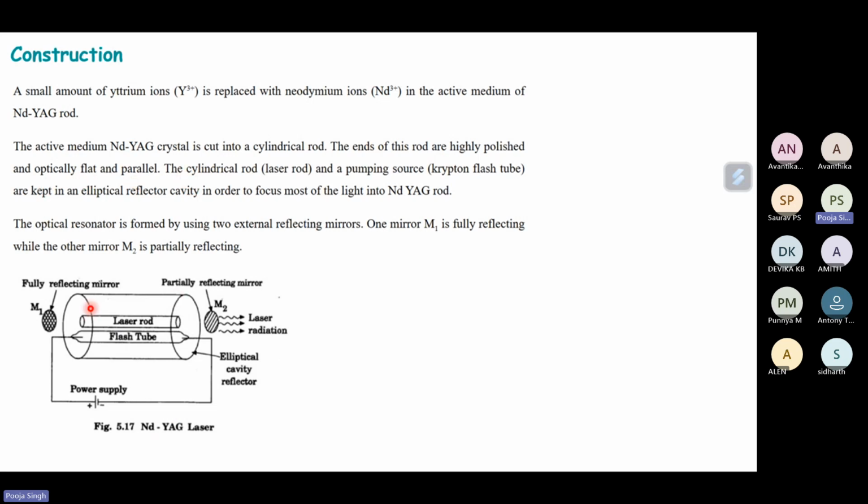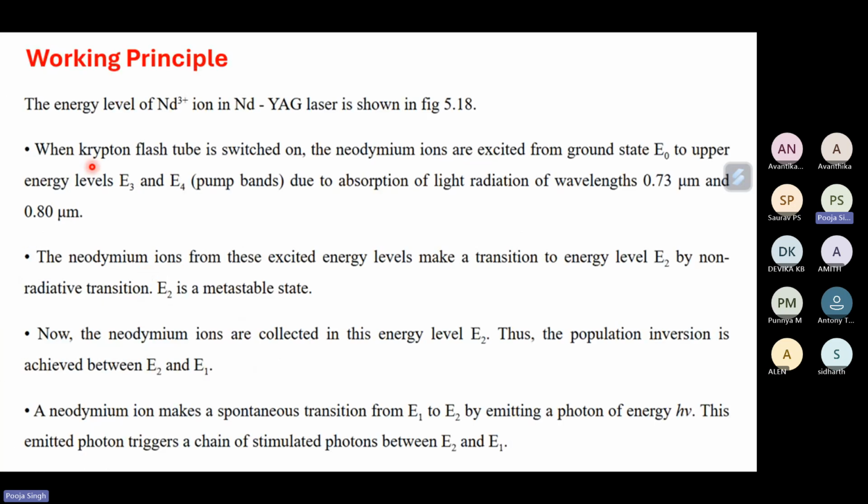Okay, and it undergoes pumping by applying the external source to it, and it undergoes excitation. Two reflecting mirrors are also there. So it is the same procedure for how it basically works. Simply, the neodymium is excited from ground state E0 to the upper state E3, E4.